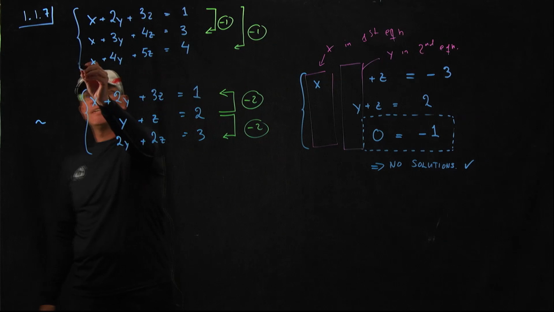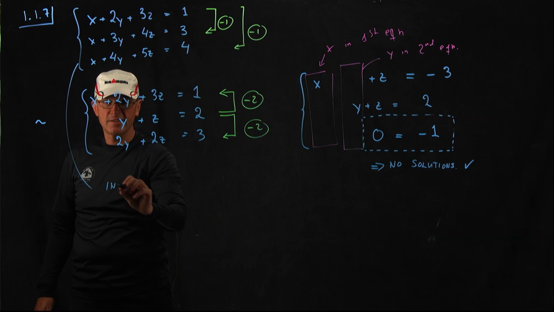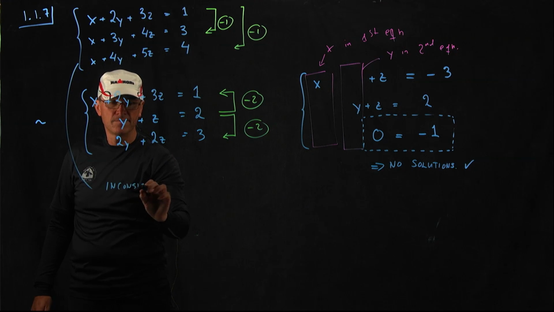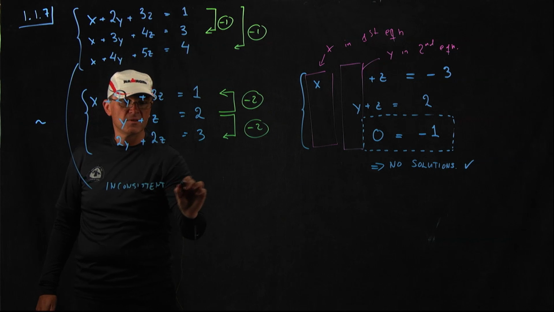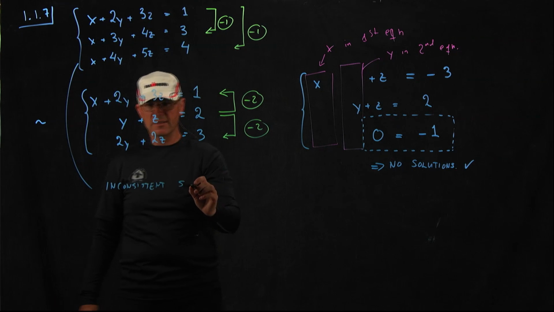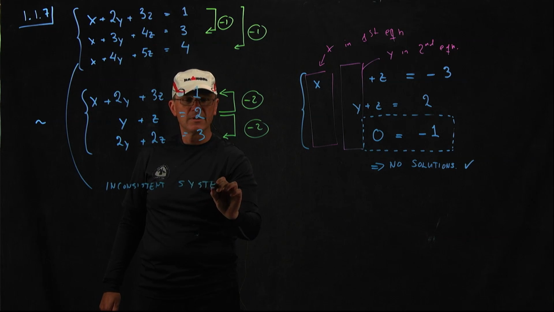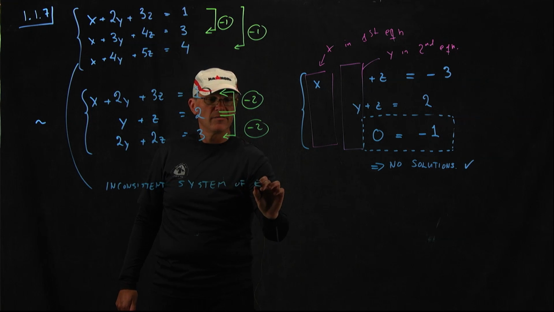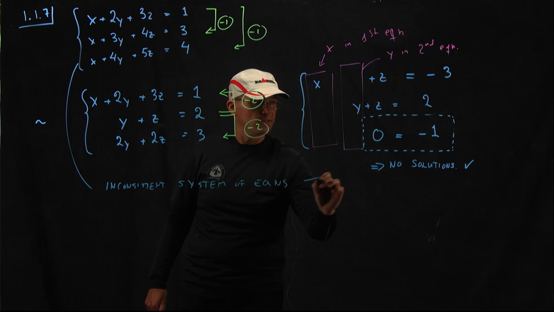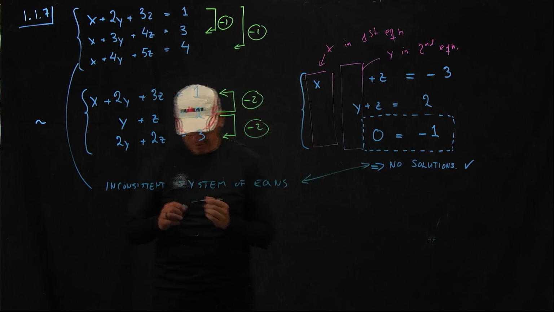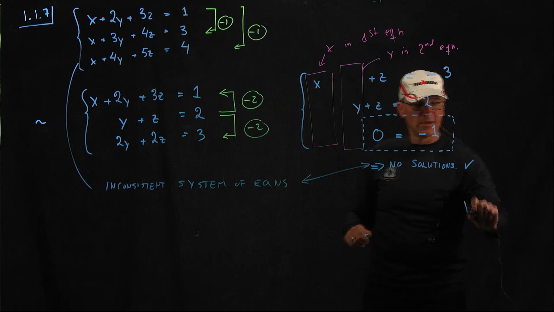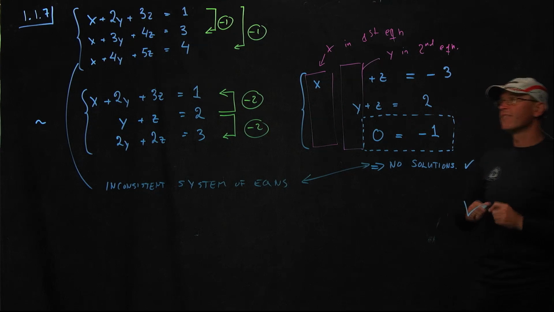So we have a system of equations which has no solutions. So another way of saying that is that we have an inconsistent system of equations, as opposed to a consistent system of equations, right? So we have no solutions. Okay, so that takes care of that problem.